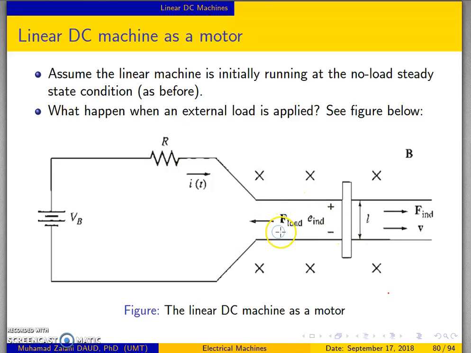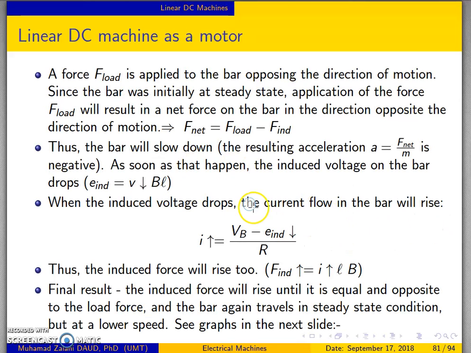So in this case, when I put the load, of course, the load will be opposing the force acting on that bar. The original force is to the right hand side. I put the load, F load, to the left hand side. So when I put the load, the speed will be reduced, and the force induced also will be reduced. When I put a load opposing the direction of motion, the bar is initially at steady state.